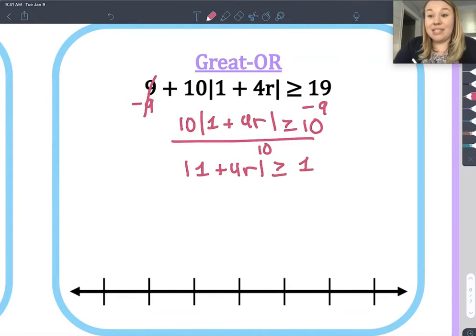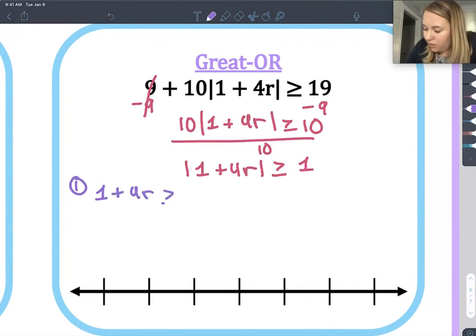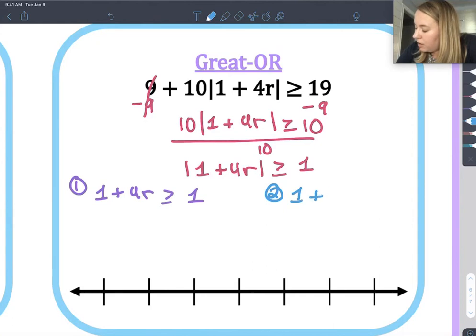So again, this is an or, so we have to write our two or statements. So again, the first one's going to match almost identical to what we're given, just without the absolute value sign. So 1 plus 4r is greater than or equal to 1. Then the second one flips the inequality and we add a negative to our 1. So we will have 1 plus 4r is less than or equal to, and then our negative 1.